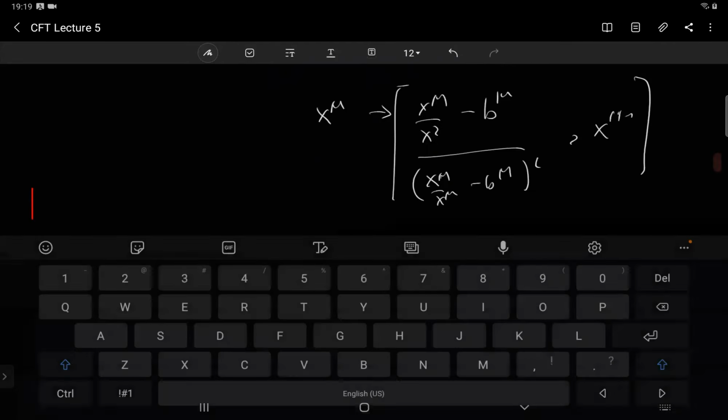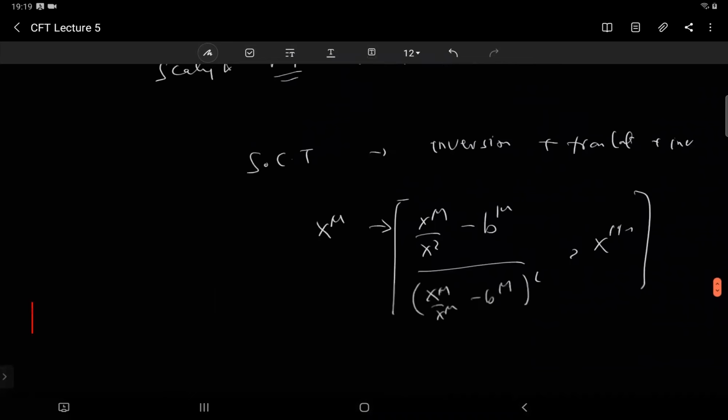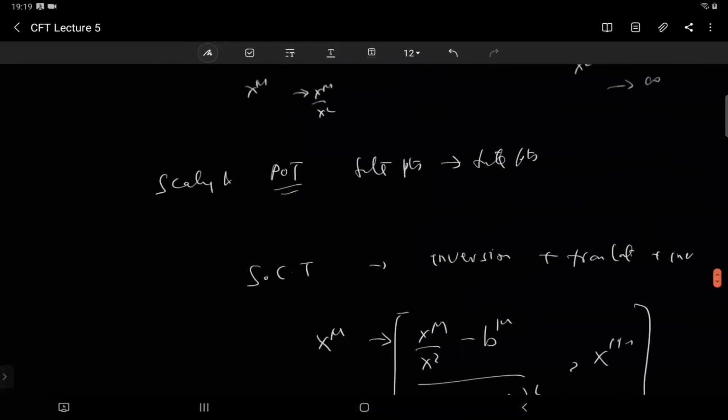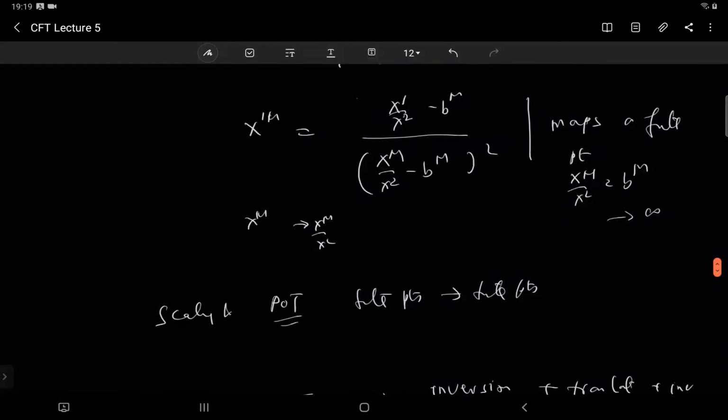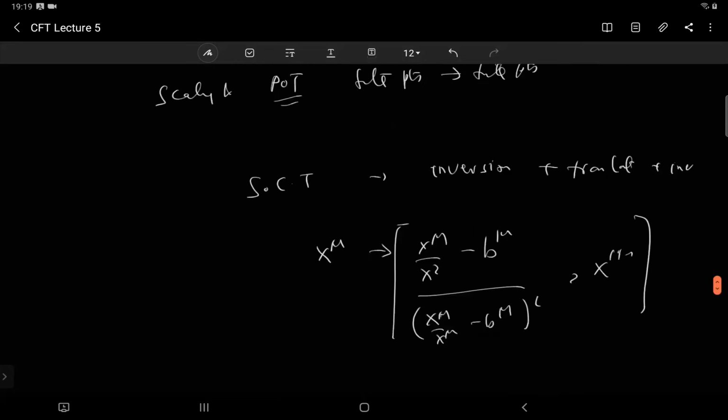But it's basically the inversion part which is mapping a finite point to infinity, because the inversion maps 0 to infinity. And the translation translates 0 to b mu. So that is why when you do the special conformal transformation, the point x mu by x square equal to b mu gets to infinity. The reason why it maps a finite point to infinity is because there is an inversion involved in this.